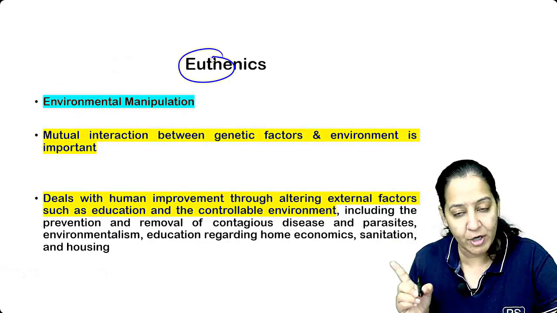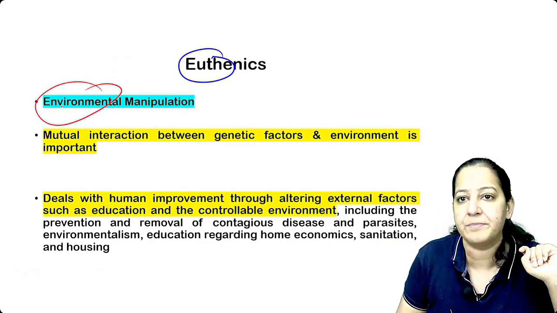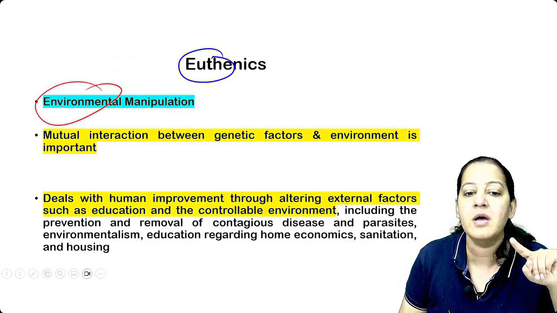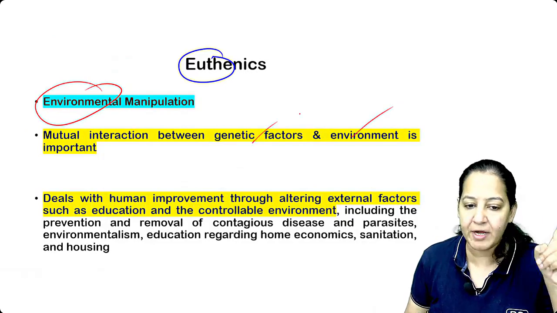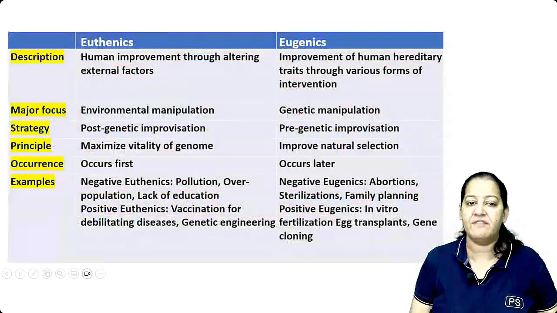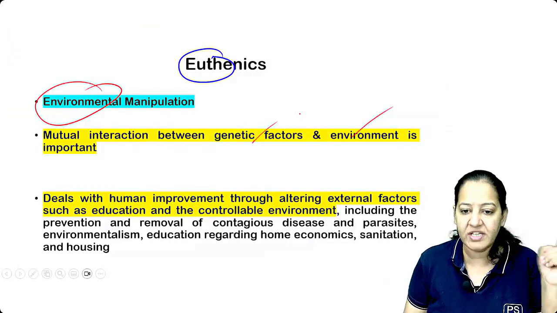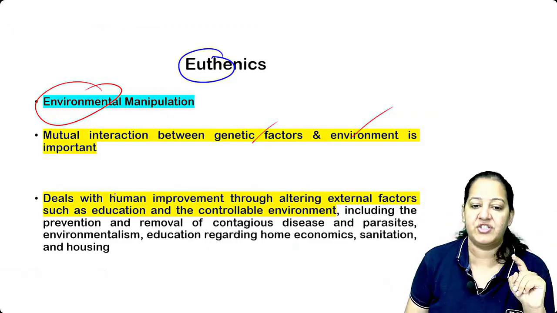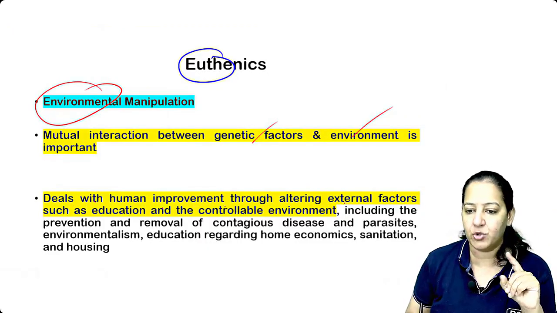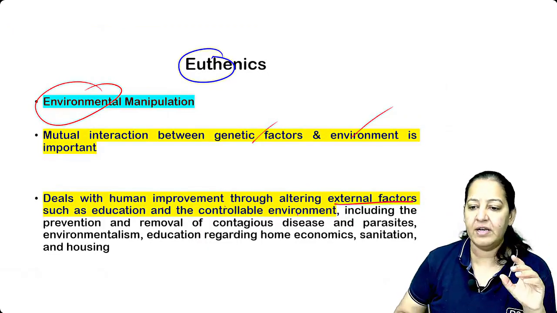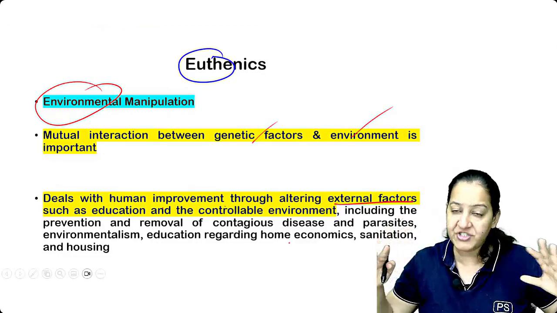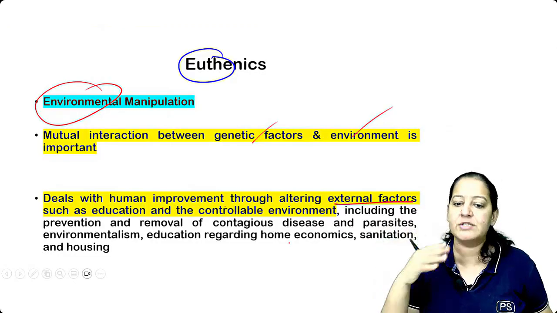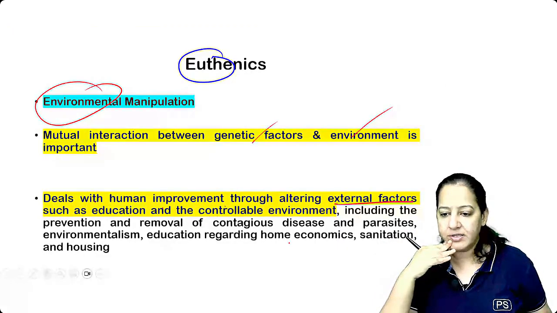What is euthygenics? No, I will not manipulate the genes, I will manipulate the environment, right? Because the mutual interaction between the genes and the environment is important. So I'm not manipulating the genes, I'm manipulating the environment now. In euthygenics, the environment is changed. It deals with human improvement through the external environment. We will give a favorable environment, so that the person overall genetically will become good and the genetic disease will be less. Got it? Can we go ahead?